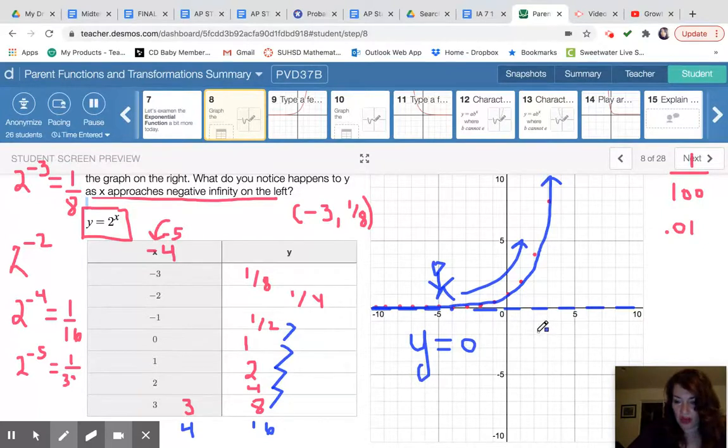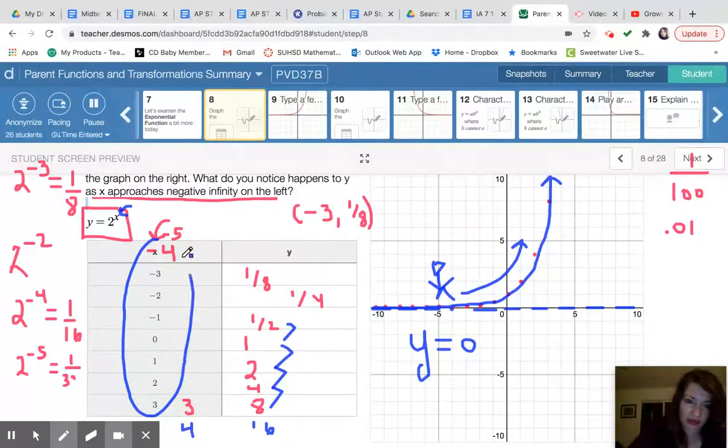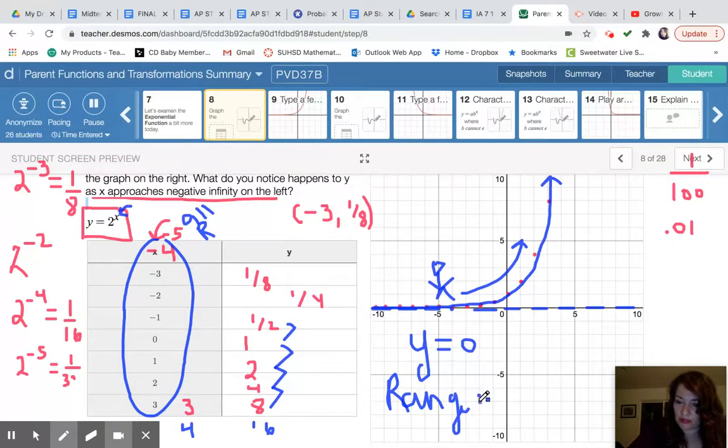Now let's look at the domain. If you look at the domain here, the input is the domain, and the x values, if you look at this list, I can go forever to the right and forever to the left. And there are no restrictions on any of the x values. So we say that the domain is all real numbers. So the domain will be all real numbers, but the range is going to be restricted because if you look at the graph, it will never be below 0 in this case. So we say that the range is y is greater than 0.